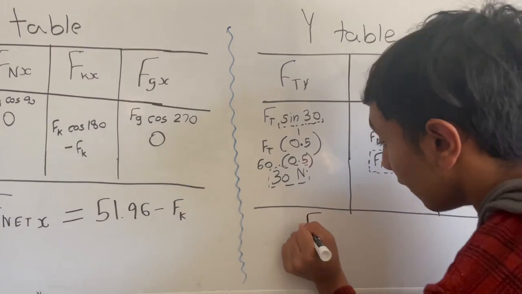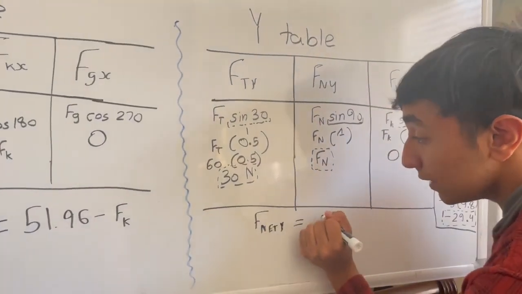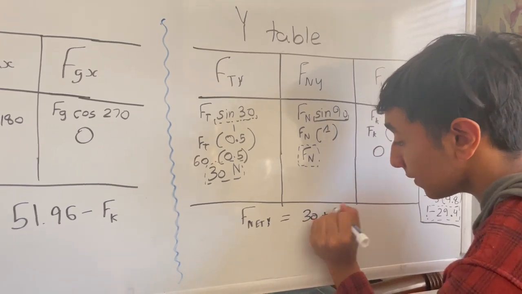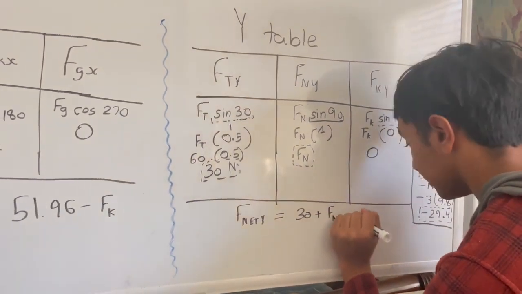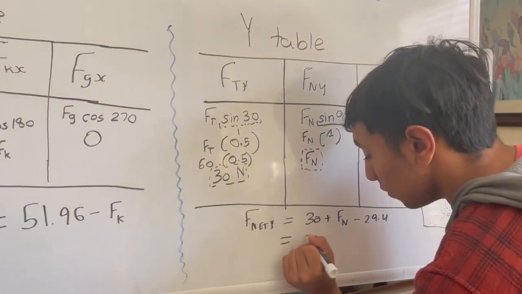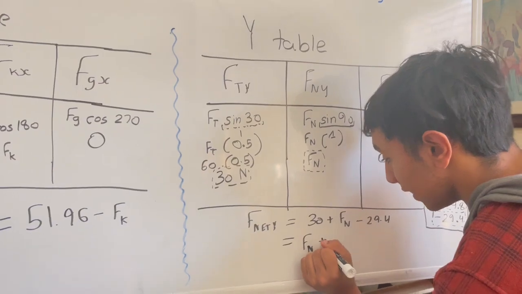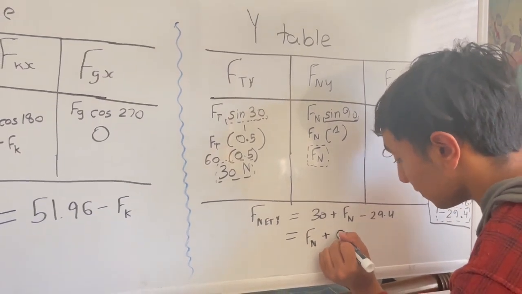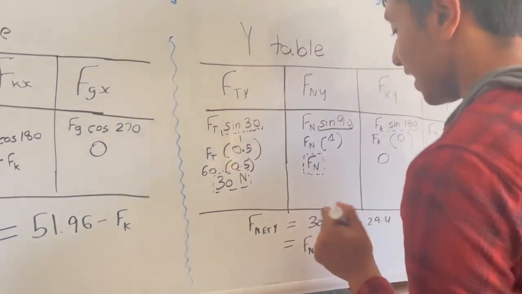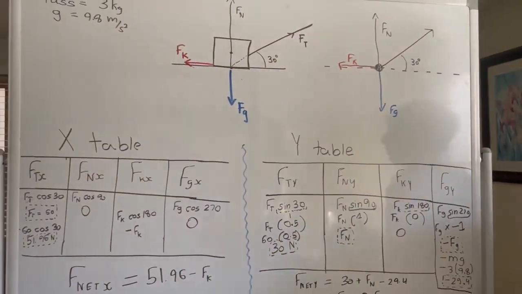Now let's do F net in the y direction. We'd have 30 plus Fn minus 29.4. These two are like terms, so we can just combine them, and we get Fn plus 0.6. And that's it for both the forces. And that's how you answer the problem.